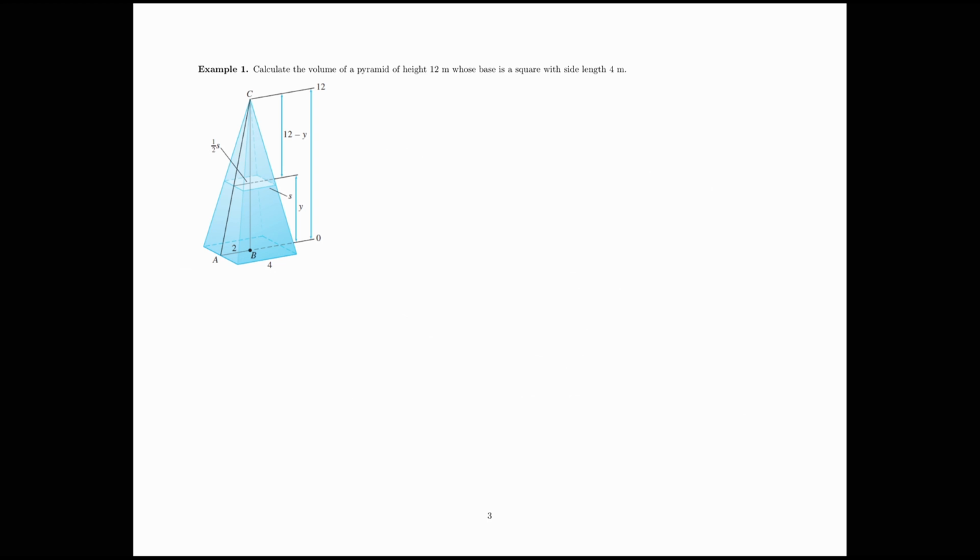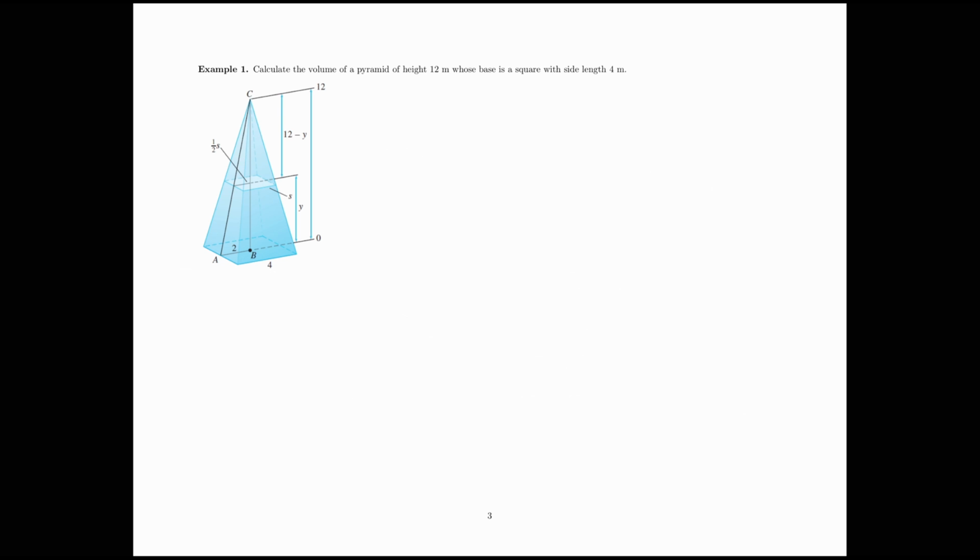All right, here we are with example one. We are to calculate the volume of this pyramid. It is height 12 meters and whose base is a square with a side length of 4 meters. Okay, so we got a square base.